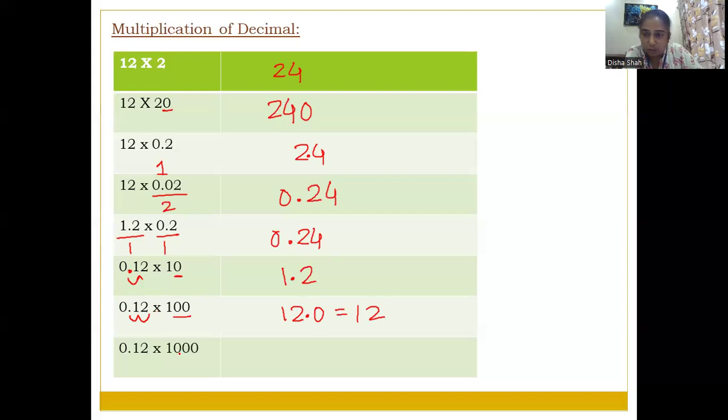0.12 into 1000, 3 zeros. So 3 बार shift करेंगे. एक बार, 2 बार. अभी तो जगह नहीं है, तो एक जीरो डाल देंगे और तीसरी बार. So answer is 120.